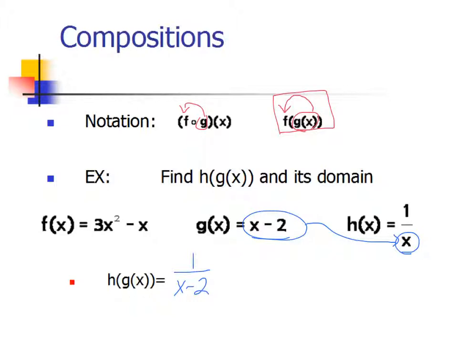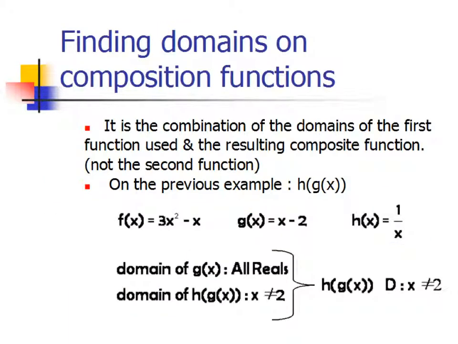Okay, now when you're working on domain, it's a little bit different than when we were doing our combination. In this problem, remember, I'm just rewriting my answer from that previous slide. When you're doing your domain, it is the combination of the domains of the first function used and the resulting composite function. That's only 2 domains we're checking. It's not 3. Here's the deal. When I do this right here, I take the g function and I grab it. So I have to make sure that I use something that's good on the g function. That's my first one. So that's the first function used.